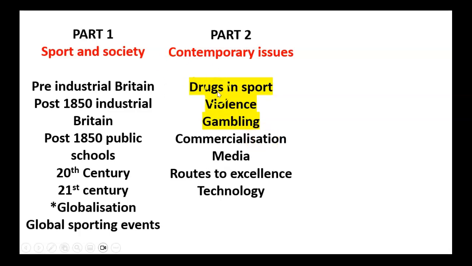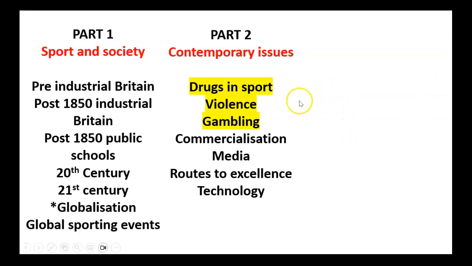Now, part 2 basically refers to contemporary issues, any issue in sport that takes place at the moment. So if we have a look in here, I've highlighted our first 3 topics. We've got drugs and doping in sport, violence in sport, gambling linked to sport, and then we go down into commercialism, media, routes to excellence, and technology in sport. So that's going to be our focus now.